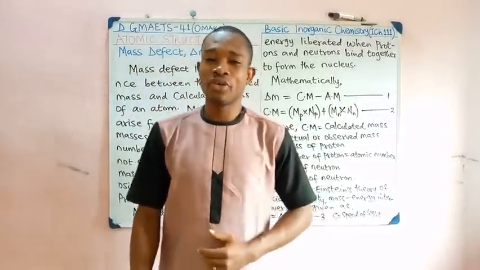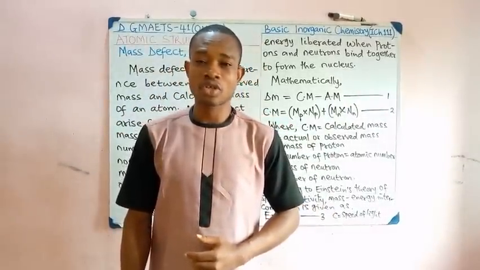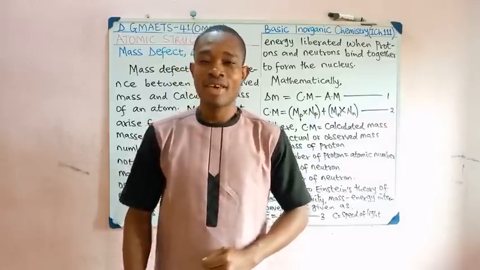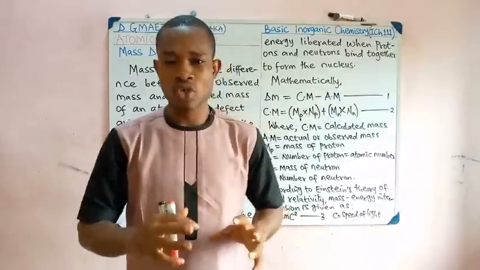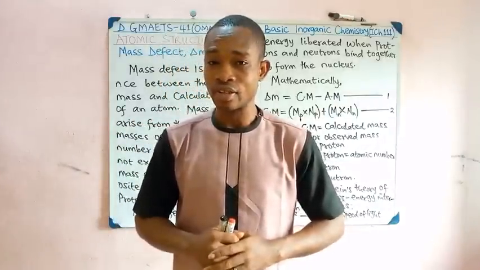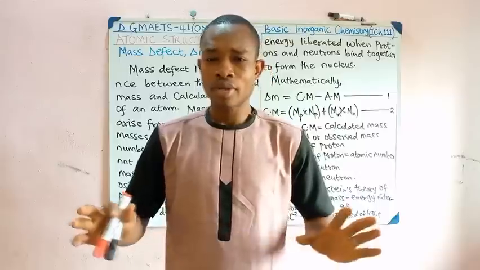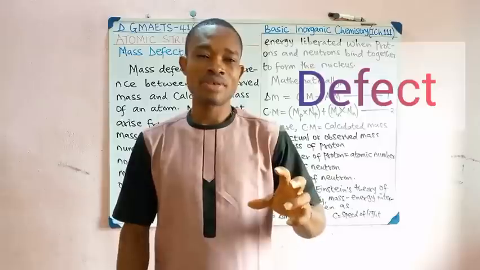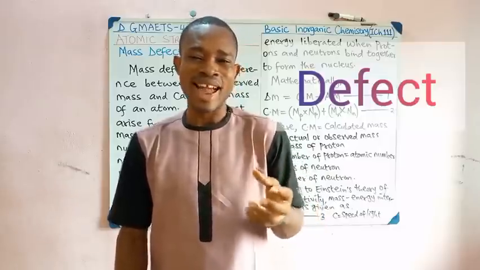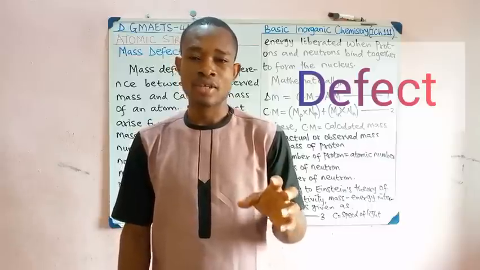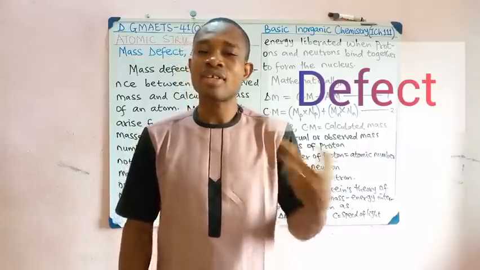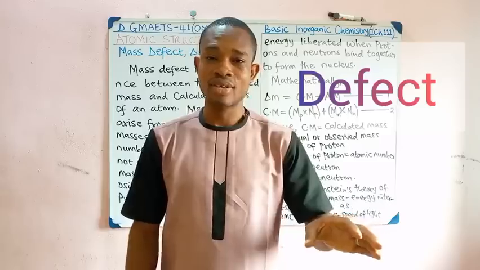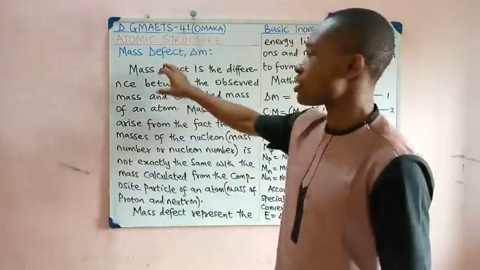In our previous video, we looked at isoelectronic structures, isotones, and isobars of an atom. In this video, we want to focus on the mass defect of an atom. But to start with, can we quickly think about the English word defect? When there is a defect in something, it means there is a lack in that thing. Something is lacking. That thing is not complete as it should be. That's what defect is. And so we can link it to the mass of an atom.